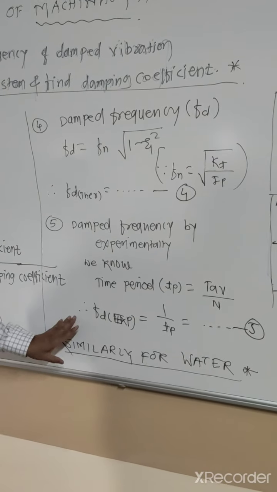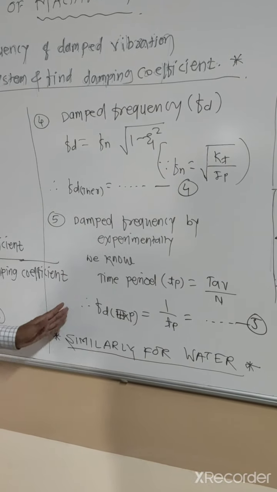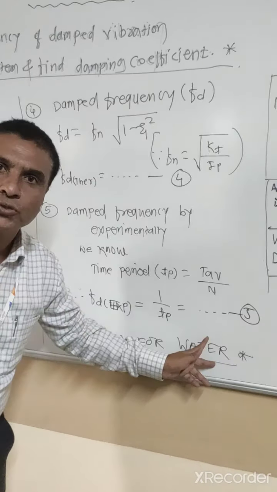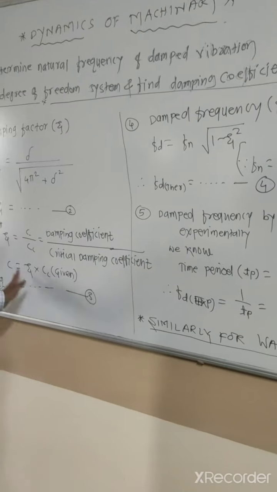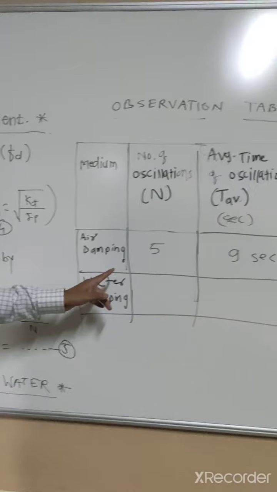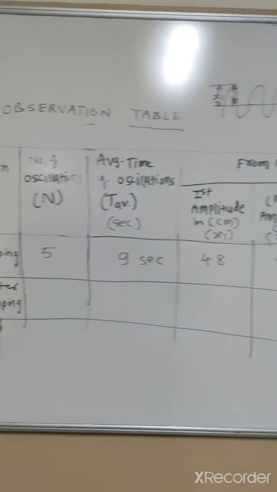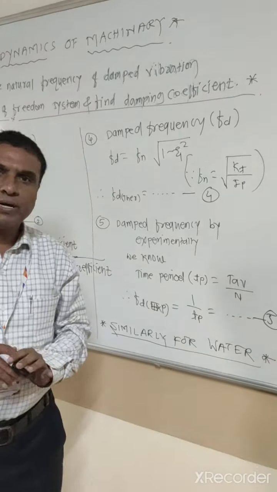Now similarly, you can perform this calculation for the water medium also. The procedure will remain the same, as well as the observation table. So I think so far you will get this idea.